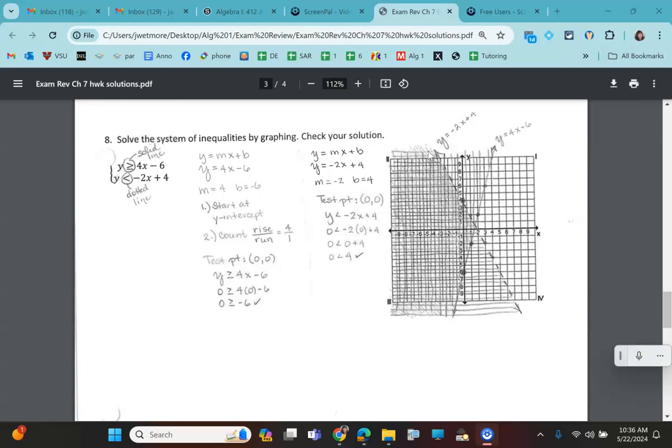The only way to give your answer is with a graph. And so you need to clearly show that you know this overlap right here is your answer. And the way you do that is just darken this in. Just take the side of your pencil and make this area darker, shade it darker so that we can see that that's what the solution is.